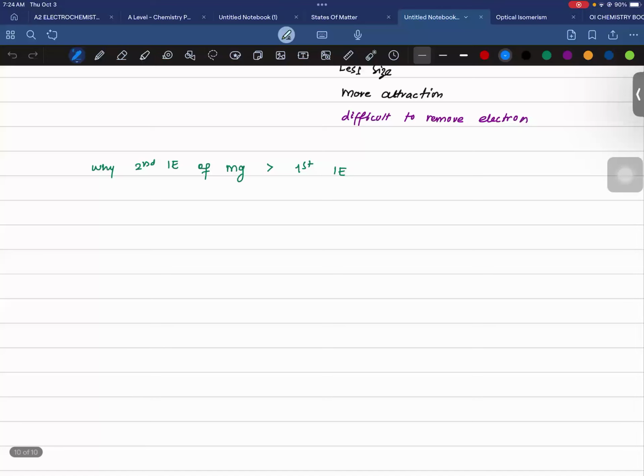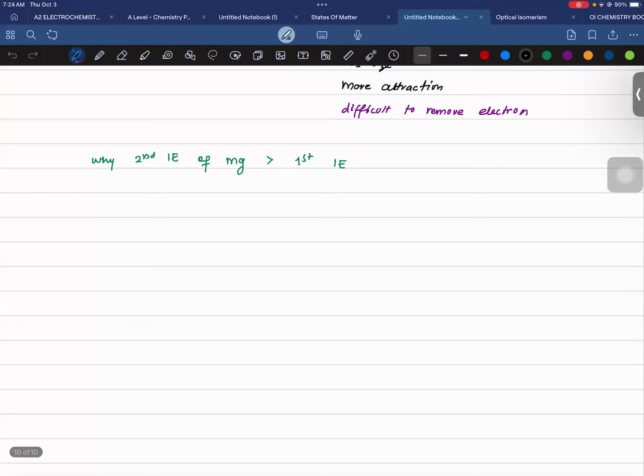After discussing this, we have to discuss the trends. When we are going down the group, there are two types of trends that we would be discussing. Number one, we have group trend, and then we have periodic trend.